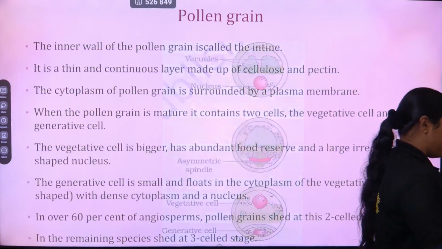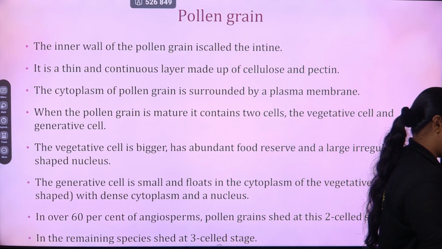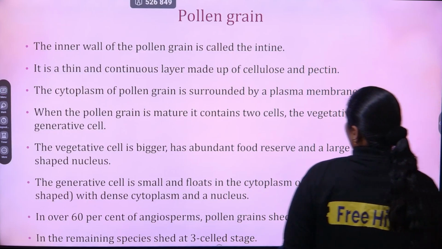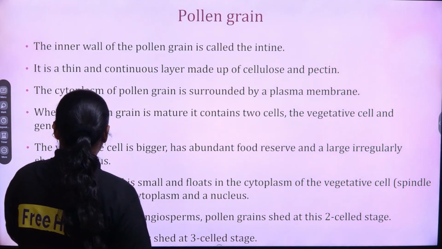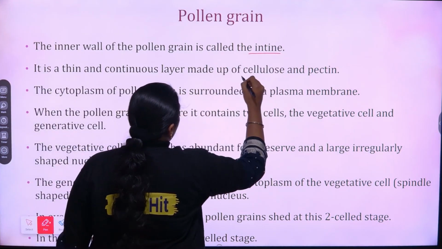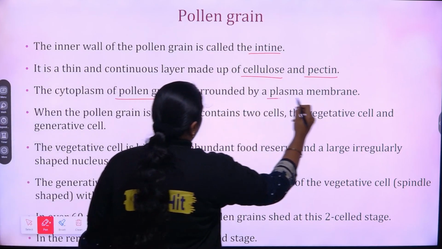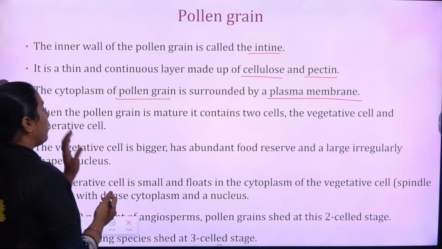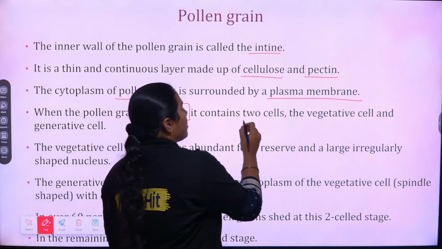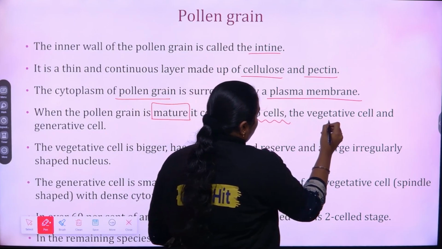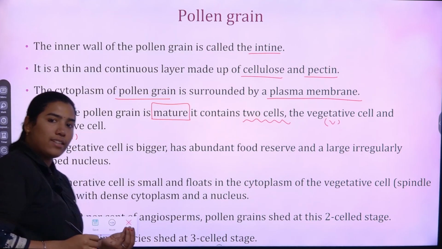Be clear with diagrams. Never miss any important point that is told in the diagram. The inner wall of the pollen grain is called the intine. We just saw, it is made up of cellulose and pectin. And of course, the cytoplasm of the pollen grain is surrounded by the plasma membrane. We just saw, when the pollen grain is mature, when do you call a pollen grain mature? When it contains two cells. One is known as the vegetative cell. Another is known as what? Generative cell. Right? Is that easy?